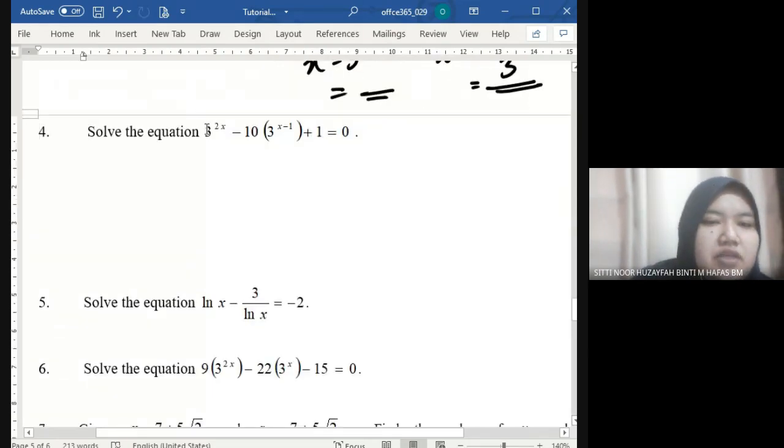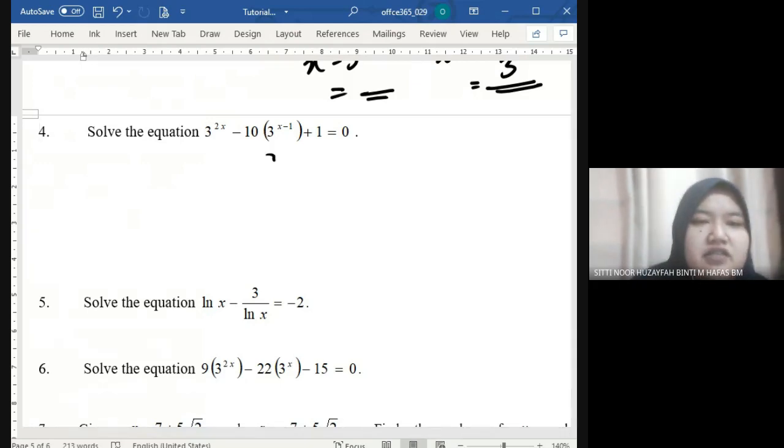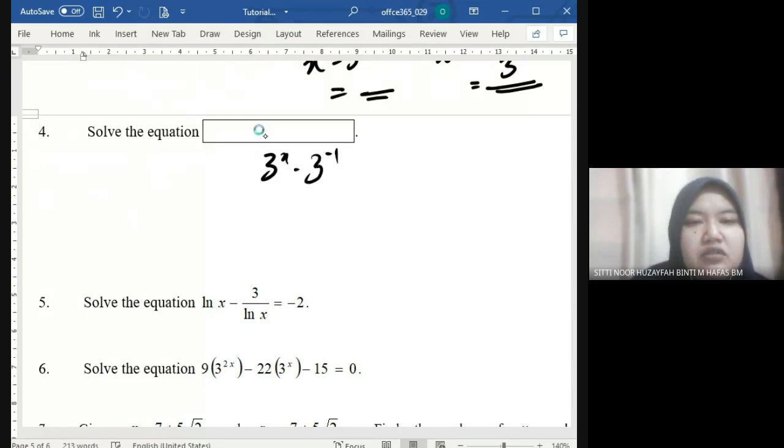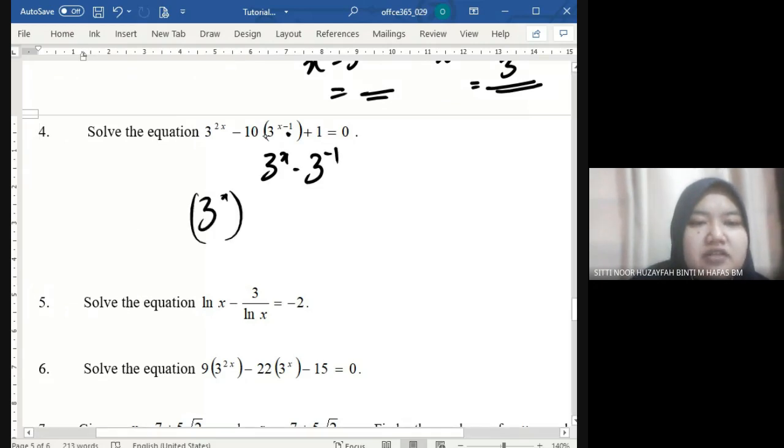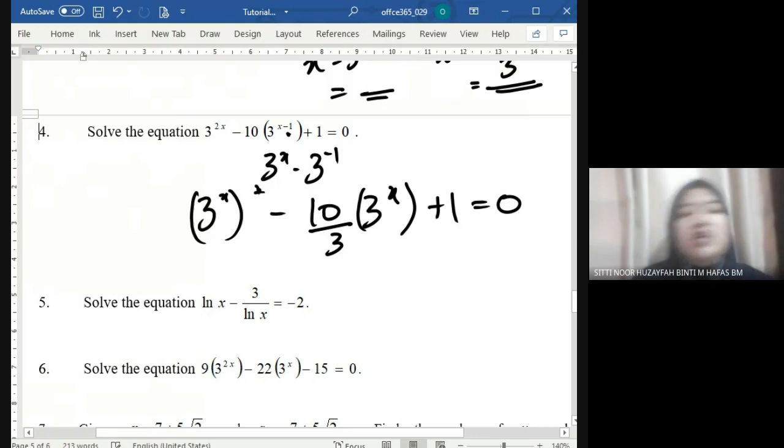So question number 4, this is the same as question number 2. The thing is that 3 to the power of x multiplied by 3 to the power of negative 1, which is equal to 1 over 3. So we get 3 to the power of x, all to the power of 2, minus 10 times 3 to the power of negative 1, or 1 over 3, so 10 over 3 of 3 to the power of x, plus 1 equal to 0. And then you solve as usual. So you let u and so on.